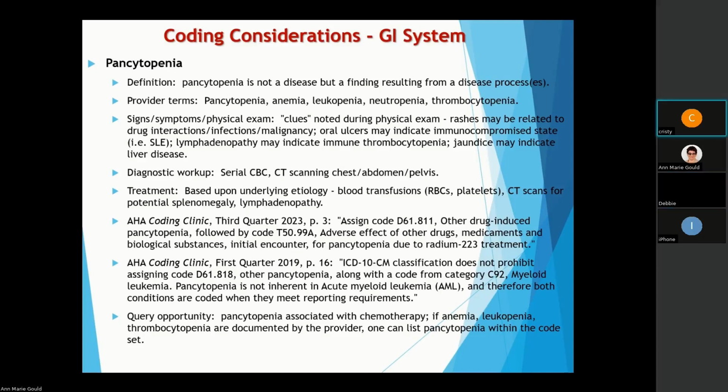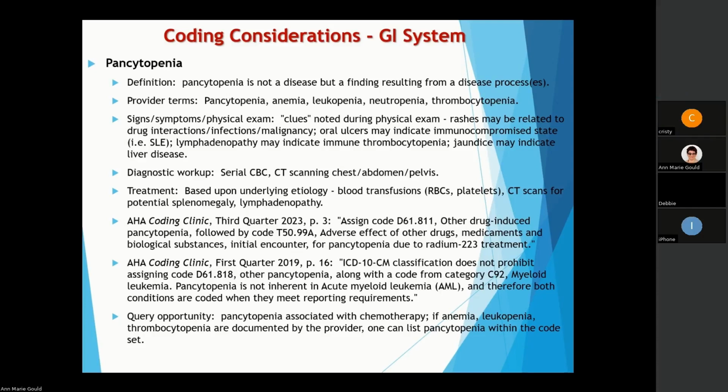But sometimes they'll just put anemia and thrombocytopenia and then low WBC. It's like, okay, are you talking about pancytopenia? But if they say leukopenia, then I think it defaults to pancytopenia. Right. All of these diagnoses should be documented by the doctor.